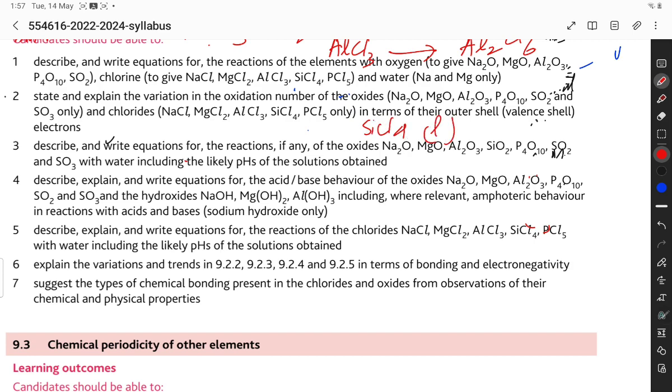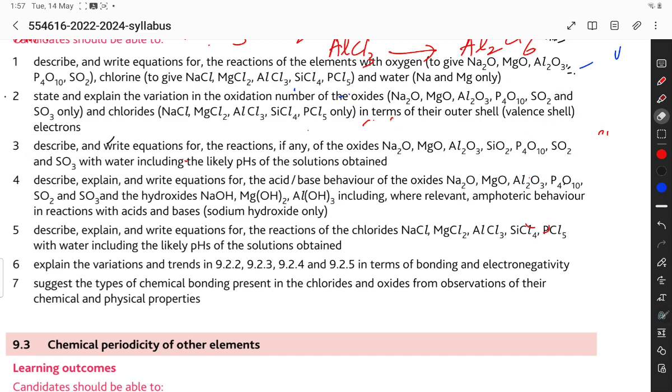SiCl4 is a simple liquid, and phosphorus chlorides are covalent with simple molecular structures. PCl5 and PCl3 are simple molecules but exist in solid state, because with more electrons they have stronger van der Waals forces. That's why they exist in solid state, due to the greater number of electrons.